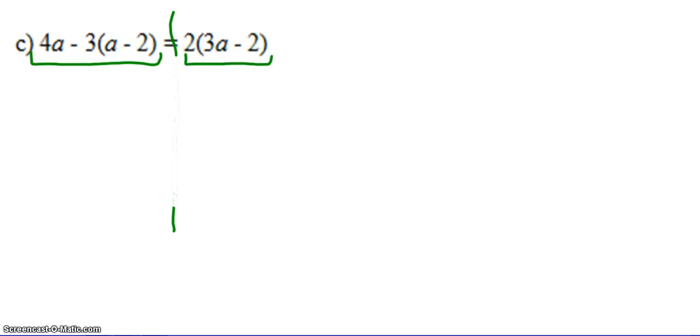So as you can see on the left side, we have to distribute. Now be careful, this is a -3, not just a 3. Distribute this into there. The 4a we're doing nothing with right now, so bring the 4a down.